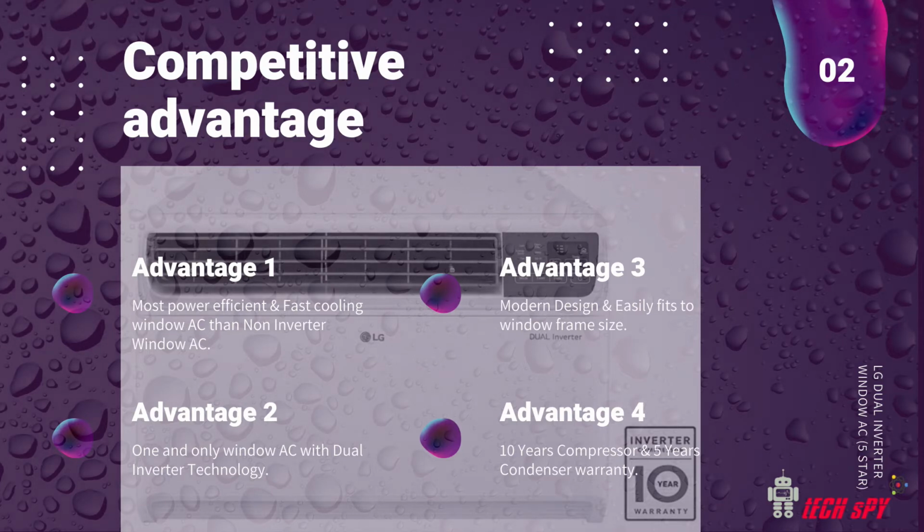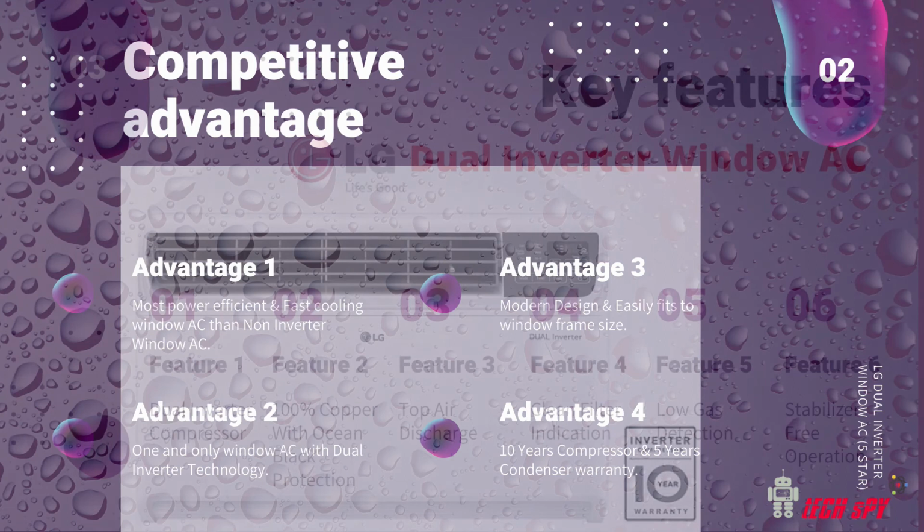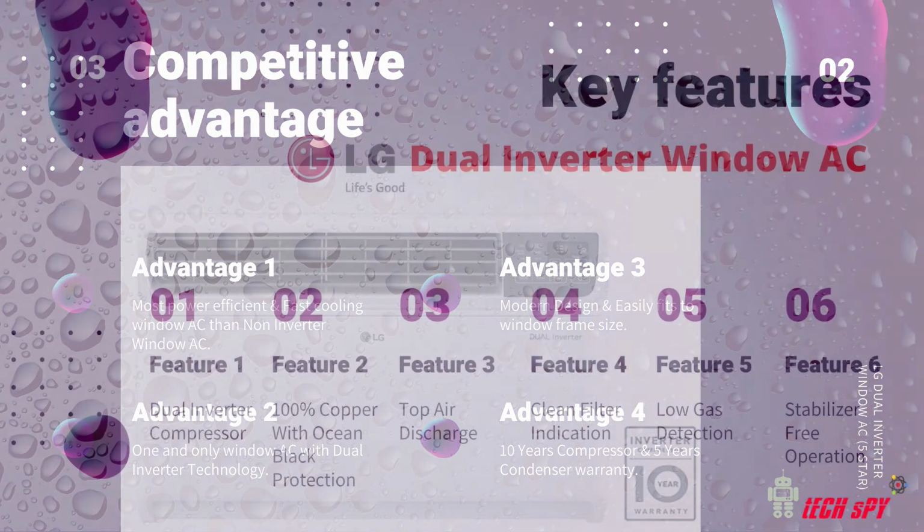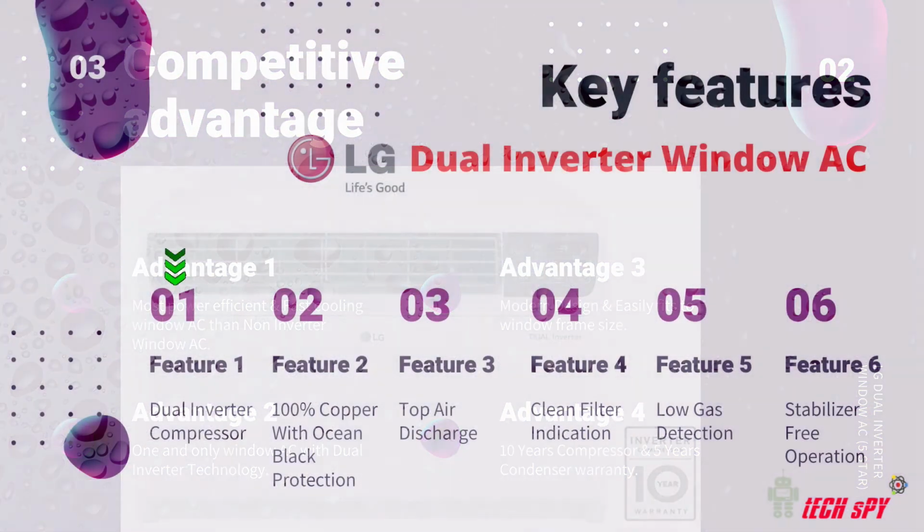How cool is that. There is no other AC manufacturer in India who provides a 10-year warranty on the compressor. Guys, 10 years warranty. It matters. It really shows how good it is. So friends, now we will talk about some key features of this LG dual inverter window AC.